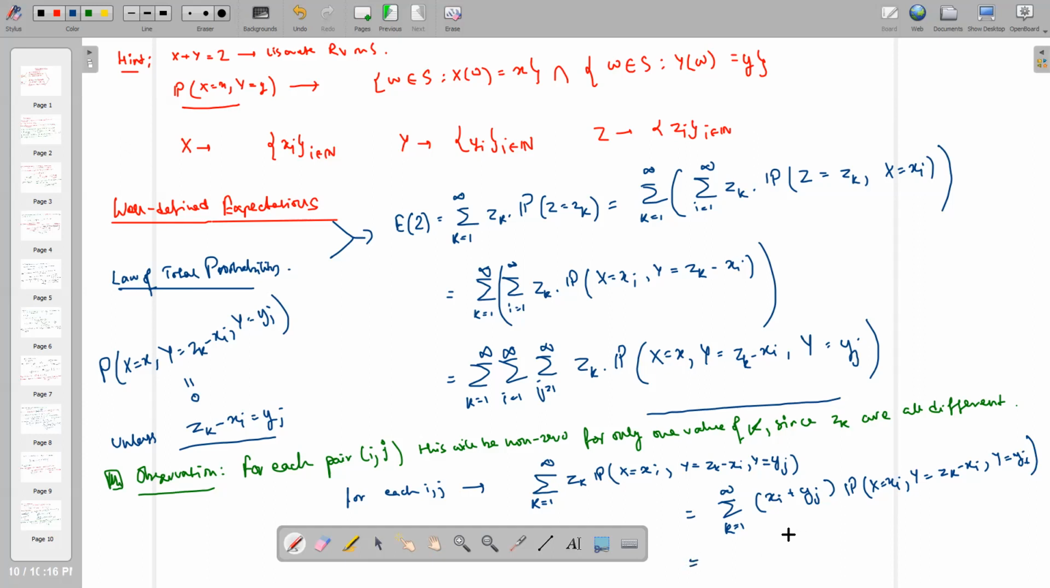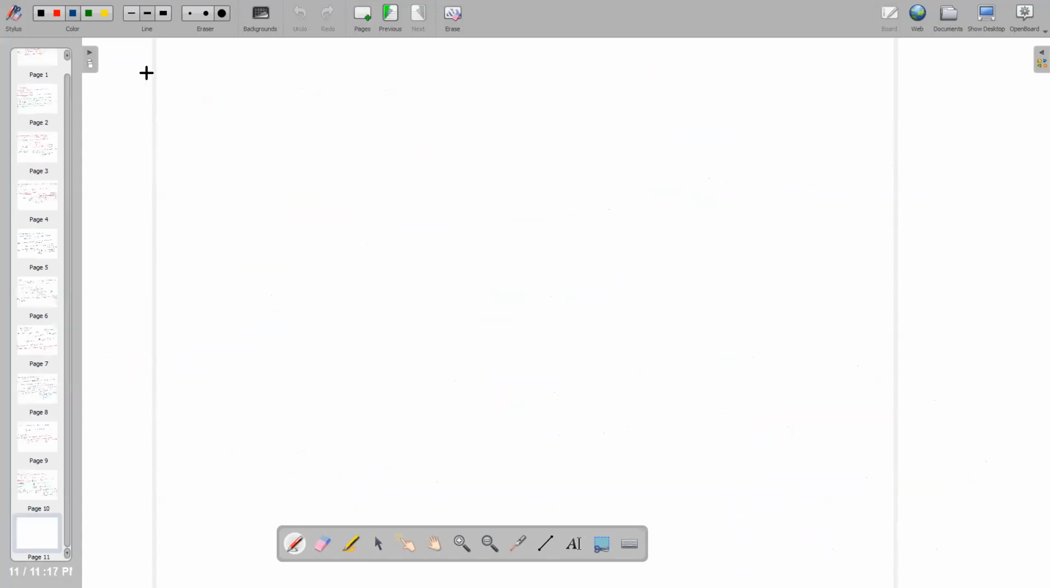So this is equal to, since only one has a value of this probability which is non-zero and other values of this probability are 0, this should be xi plus yj for that particular i and j times probability x equals xi, y equals yj, right? So we substitute this to the above sum.